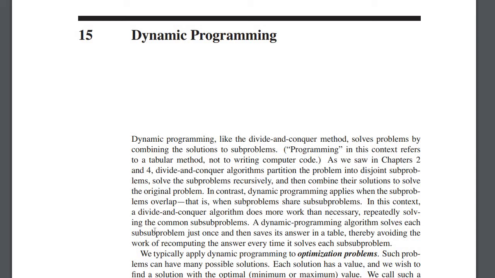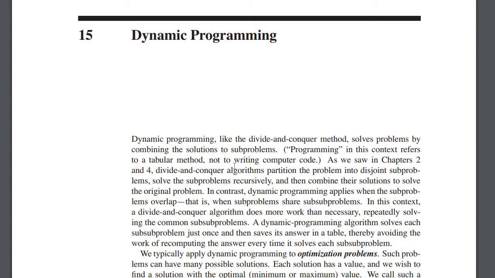So today's topic is about dynamic programming, and this is chapter number 15 of the Design and Analysis textbook by Cormen. In this topic, we are going to discuss how we can implement the solution by using a dynamic programming strategy.